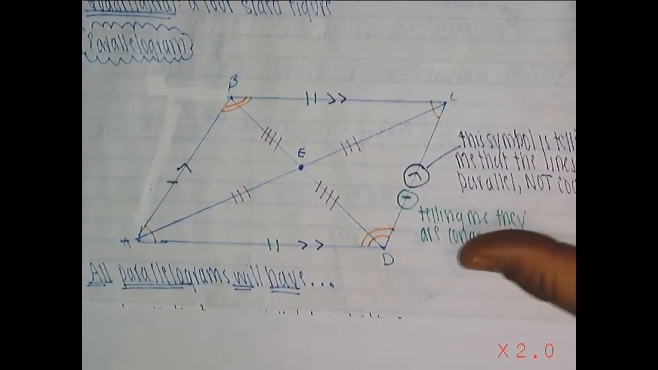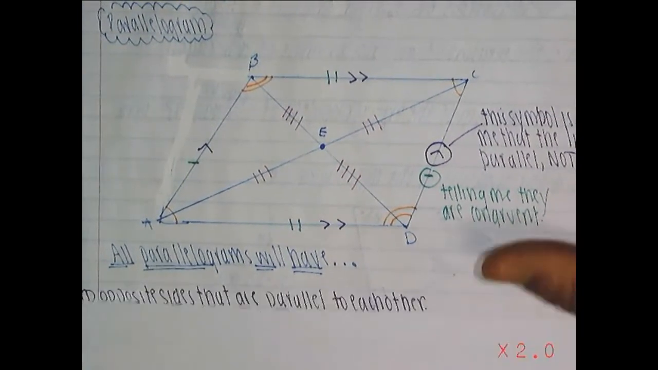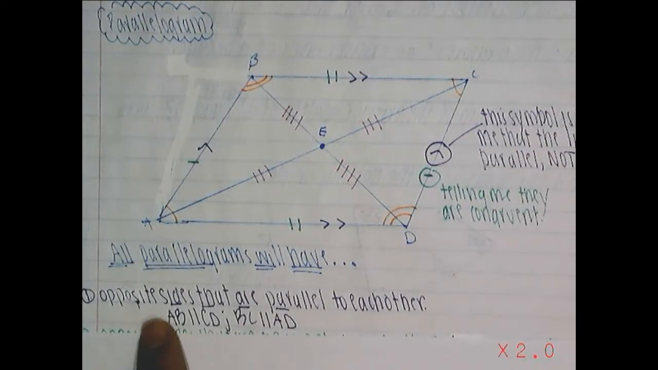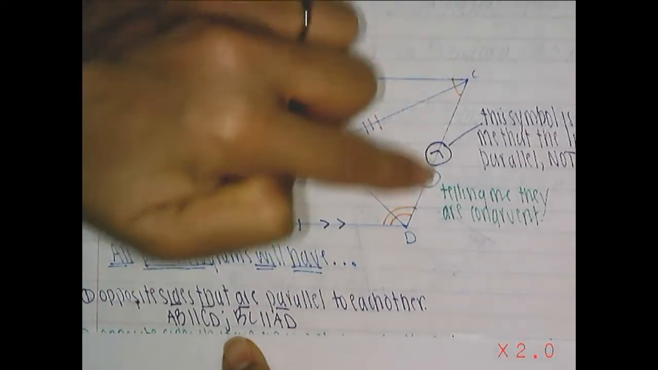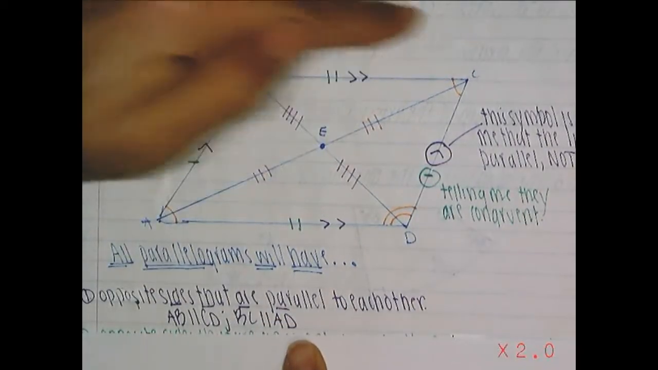Okay, so what we want to talk about is all the things the parallelogram will have. You'll notice in purple, I wrote this in purple, opposite sides that are parallel to each other. So right here is AB. It's parallel to CD, and you'll notice they each have one arrow to indicate that they're parallel to each other. And then BC is parallel to AD. You'll notice that they each have two arrows to indicate that they're parallel to each other.